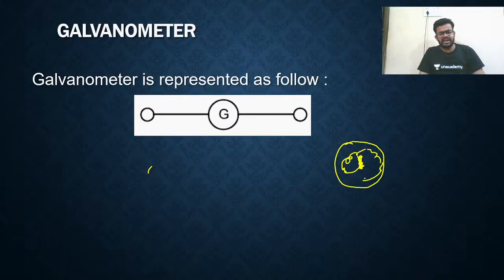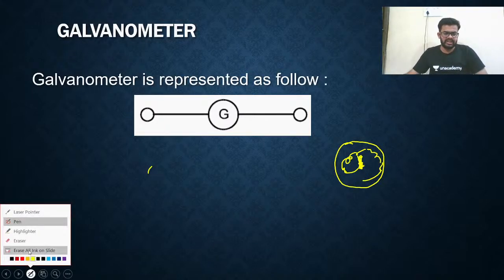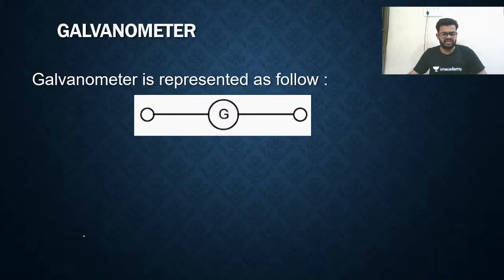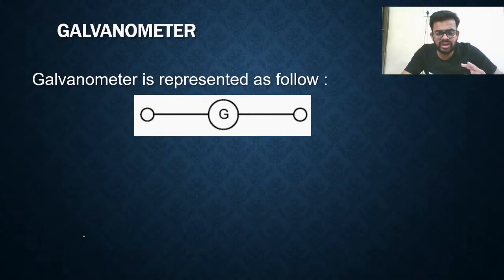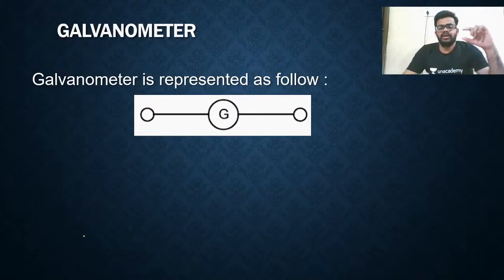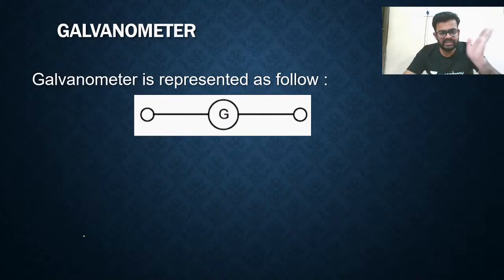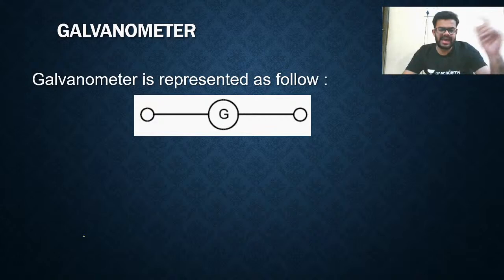Whenever current is flowing through this, the magnetic field inside it changes. As the magnetic field inside it changes, the needle deflects. So simply speaking, galvanometer actually will not give you any value. It will just show you how much current is flowing and in which direction it is flowing.